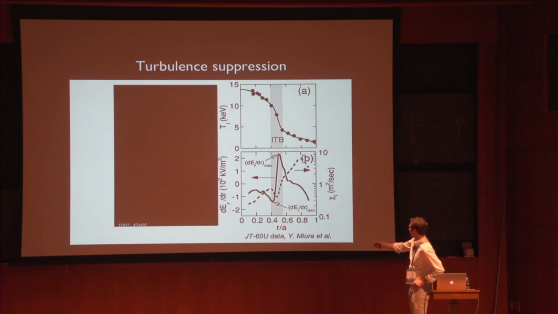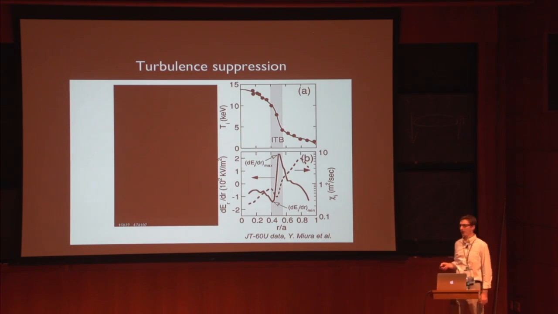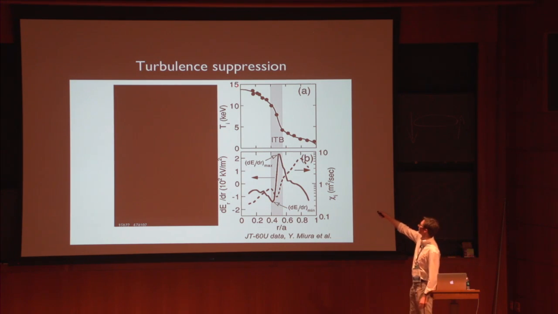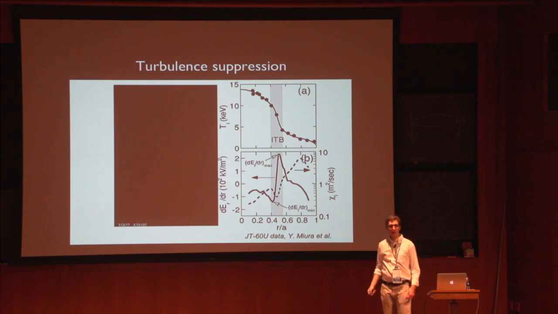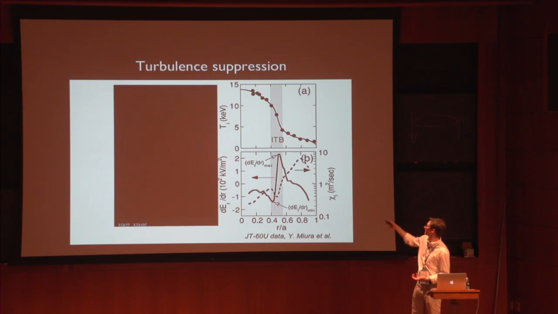So here I'm showing you data from an experiment in Japan. What we're looking at here is the ion temperature, taken again from the middle of the plasma volume out towards the edge. And you can see that there are regions of this temperature which are fairly shallow, and then you have one region of the plasma, shown here in gray. It's called an internal transport barrier, where the temperature gradient is very large, right? And there's a lot of complicated looking stuff going on over here.